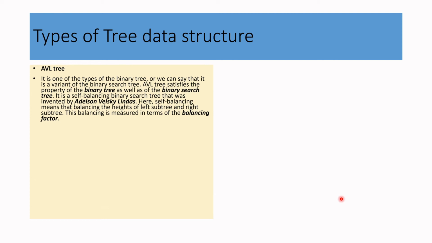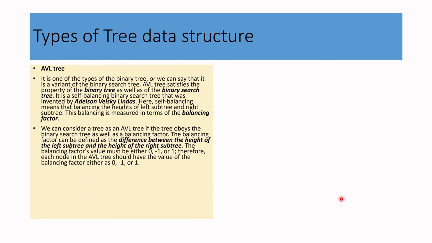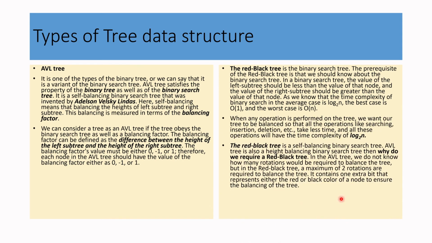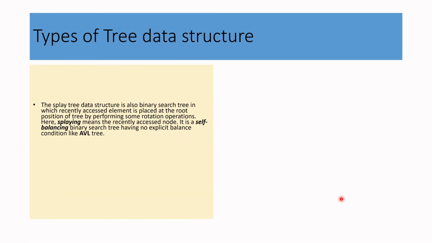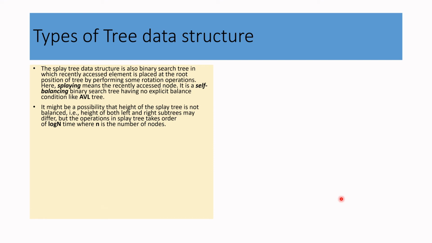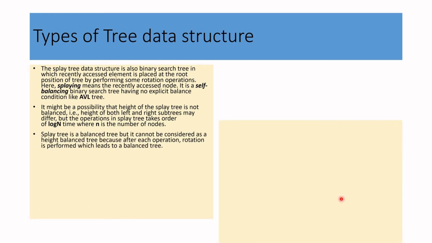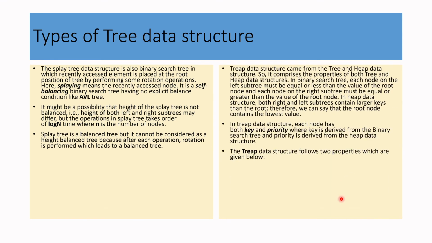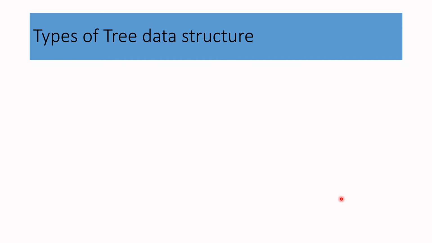So there is the AVL tree, and there are other trees also. The red black tree is there, and there are some other trees also, like the splay tree data structure. We can have a treap data structure also. So many things are there, we will go through them in the future.